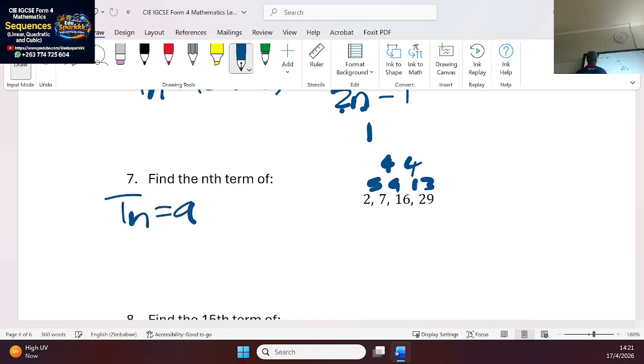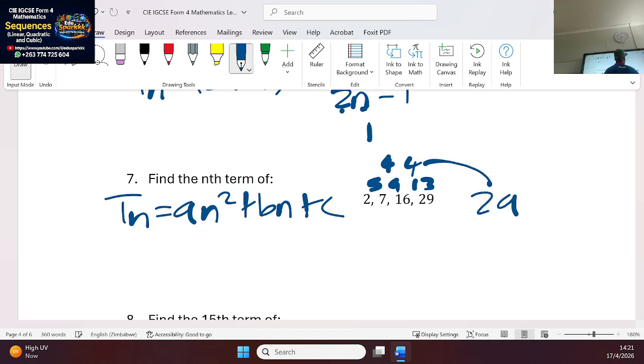So Tn will be equal to an squared plus bn plus c. So this is quadratic. Then what do we do with this? We know this is equal to 2a. In other words, our a is actually 2. So we can come and say Tn equal to 2n squared.